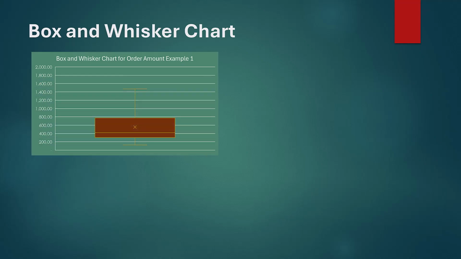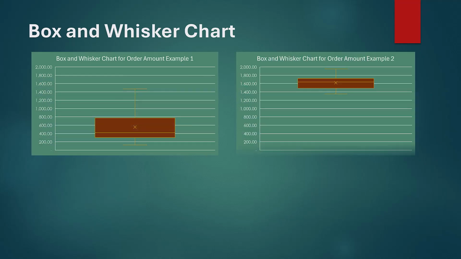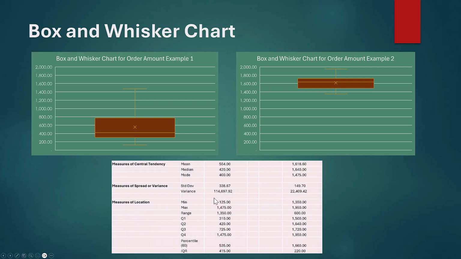That's a box and whisker chart for our example 1, and that's for example 2. Notice that I have kept the scale on the y-axis the same, so we can compare them side by side. Now I'm just showing you these values so that we can see a direct correspondence between these values and the chart here. For example, the lowest value of 125, this 125. The lowest value here is 1350.